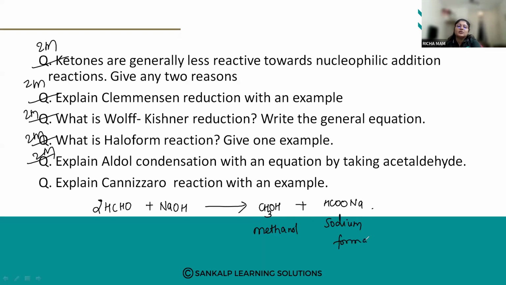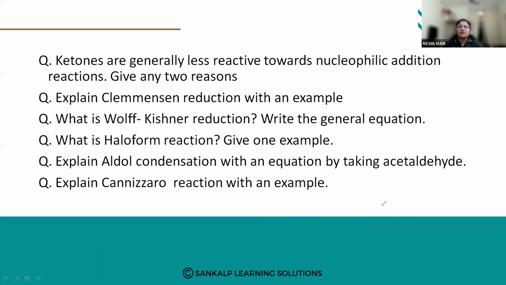So formaldehyde reacts with alkali, that is NaOH, because it does not have an alpha hydrogen. Whenever aldehydes and ketones do not contain alpha hydrogen, they react with concentrated alkali and undergo self oxidation and reduction to form an alcohol and a carboxylate salt. Again, this is a 2-mark question.